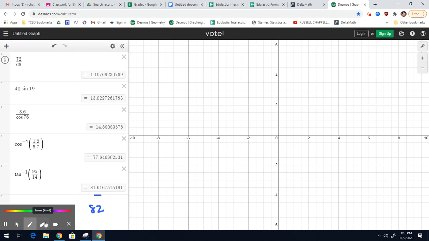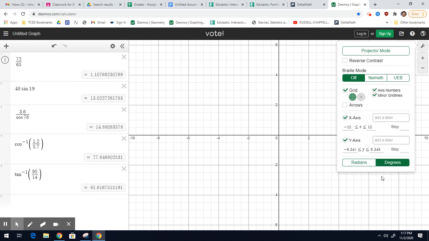82 degrees. And again, before I did that, I should have checked. I don't think I did. Was I in degree mode? Yes. Watch what happens if I change to radians. Look at my answer. Ah! Degrees. Better. 81.6, 82 degrees.